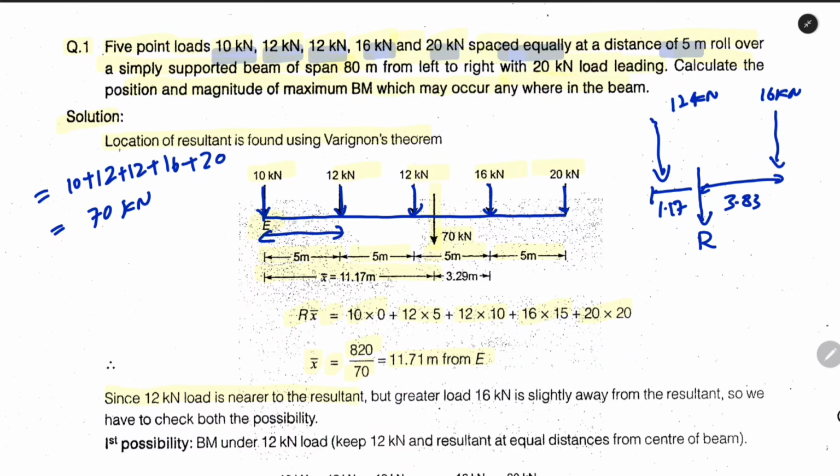Now there are two possibilities. One possibility is that we find the maximum bending moment under the 12 kilonewton load, and the other possibility is that we find the bending moment at the 16 kilonewton load, because the 16 kilonewton load is greater than the 12 kilonewton load. So we have to check both the possibilities and then answer our question. Since the 12 kilonewton load is nearer to the resultant, but the greater load 16 kilonewton is slightly away from the resultant, we have to check both the possibilities.